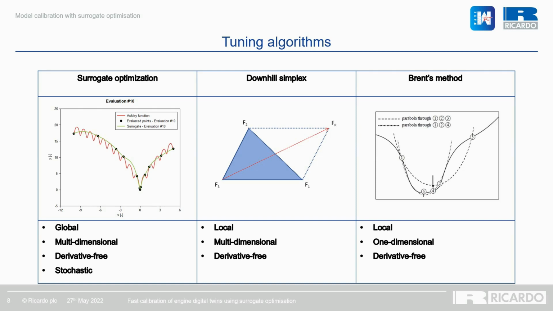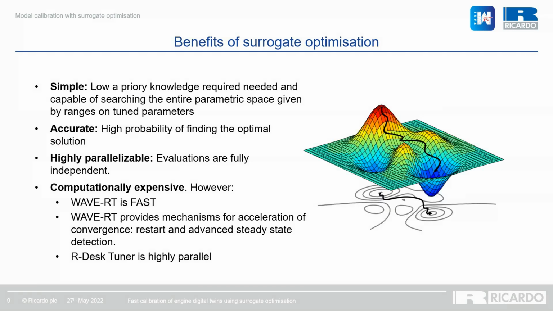A typical tuning process can be constructed as a chain of consequent optimizations or tunings with different algorithms. However, for the majority of engine model calibration tasks, it is sufficient to use only the first option, surrogate optimization, as we will illustrate. So what are the benefits of the surrogate optimization? Firstly, it's simple. It requires low a priori information. It only requires specification of the search space with bounds, and you can start the tuning. Secondly, it's accurate. The algorithm is unlikely to fail in the first minimum it finds.